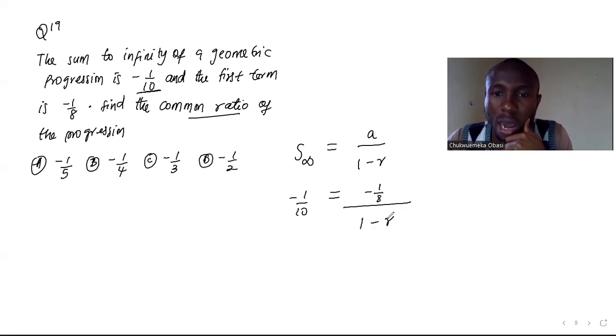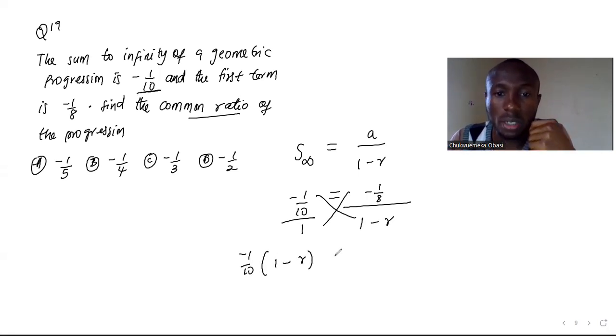So we are looking for r now. What you want to do from here is cross multiply. Just assume this is over 1. Yes, it's really big, I understand what you're thinking. So you can cross multiply. It works. So you have minus 1 over 10 multiplying 1 minus r. Then you have 1 times this, which is still the same as minus 1 over 8. I think that's clear, right?